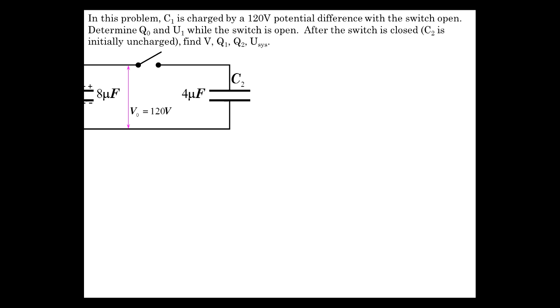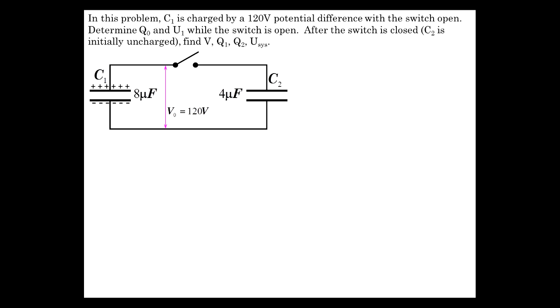Okay, it's time to put some of these capacitor principles into a sample problem. So here's a system of two capacitors, C1 and C2. And notice the switch is open right now. And there's 120 volts across that capacitor from an external power supply. So that's with the switch open. And then we're going to close the switch.